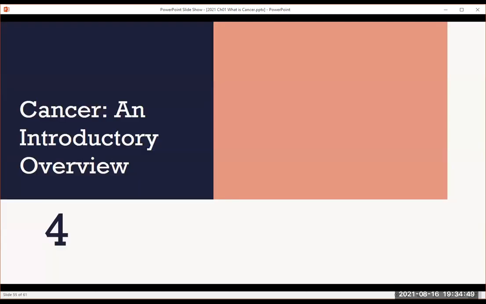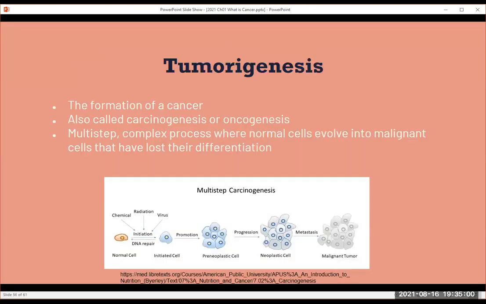The very last part of the chapter is an introductory overview, and it actually encompassed quite a few topics, which I'm not going to talk about all of here, but I will briefly talk about tumorigenesis. Tumorigenesis, like we talked about before, is the formation of a cancer. Some other terms that are synonymous with this would be carcinogenesis and oncogenesis.